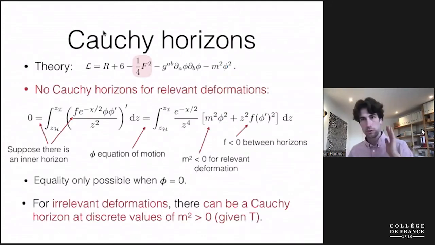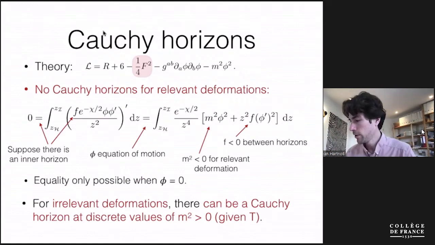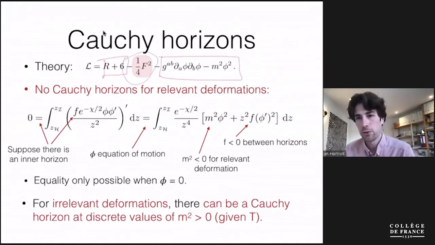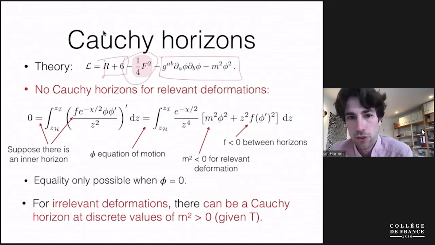So the theory I'm solving is almost like before, right? I have gravity with a negative cosmological constant. I have the scalar field that's going to run, that's my deformation. But now I'm also going to add a Maxwell term, okay? Because I want to consider charged black holes.